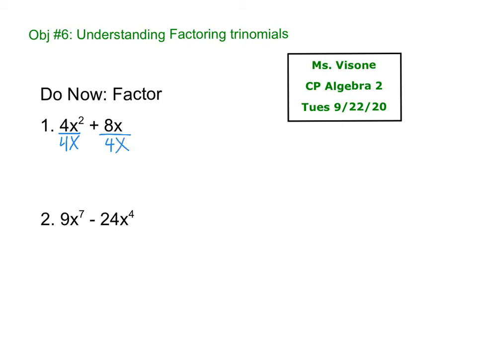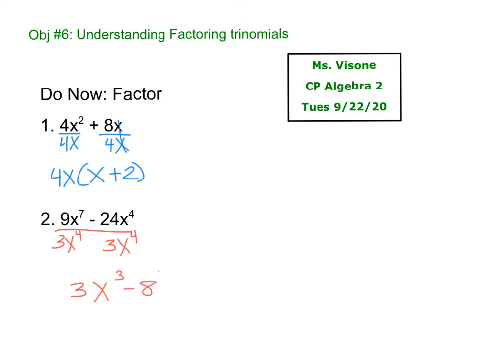We divide. When we divide, we're left with x plus 2, right? Those x's cancel. And then parentheses, 4x on the outside. And then the next one, our GCF, is 3x to the fourth. Remember, we take the smaller x. When I divide, I'm left with 9x. Whoopsies, that's not right. 3x to the third. 3x to the third minus 8. Parentheses, GCF on the outside.